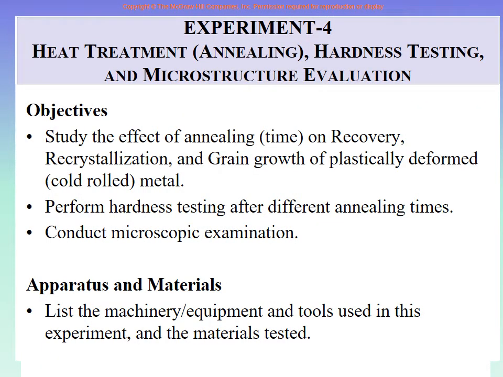Experiment 4, the last experiment, is heat treatment, where we will do only annealing, hardness testing and microstructure, right? You have done all of these things in the chapters that we have covered. Objectives: study the effect of annealing time on recovery, recrystallization and grain growth of plastically deformed cold rolled metal. Perform hardness testing after different annealing times. Conduct microscopic examination. So you see, what we want to do is study heat treatment.